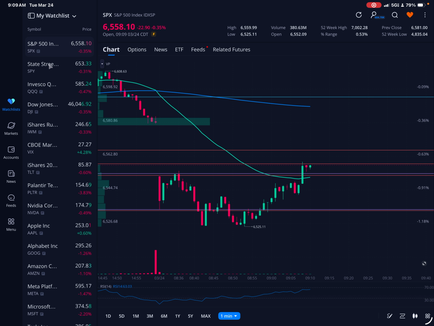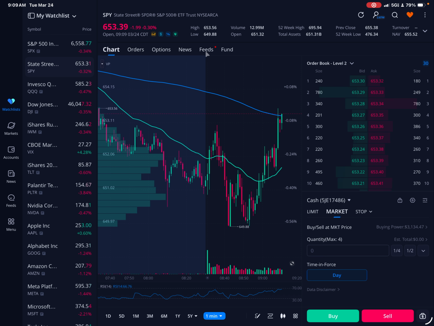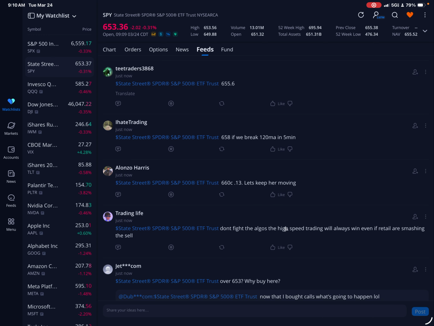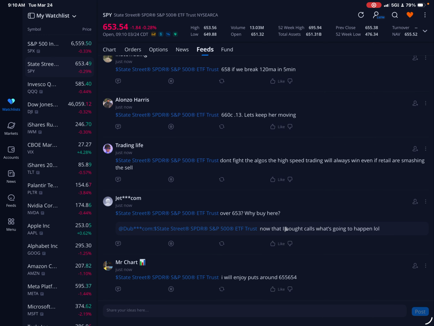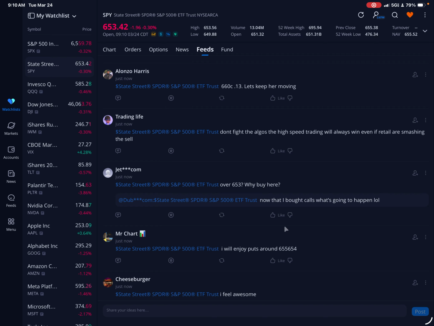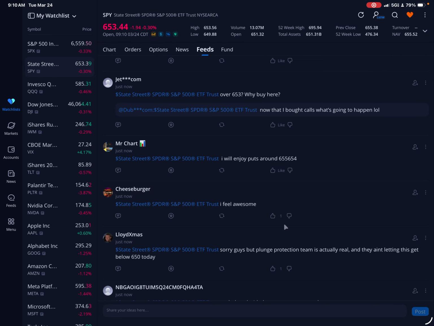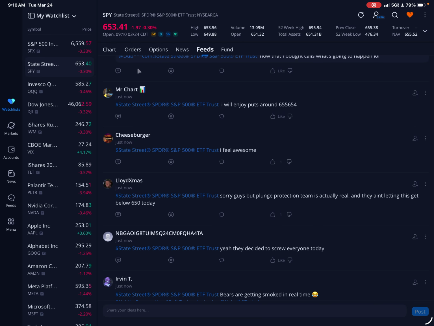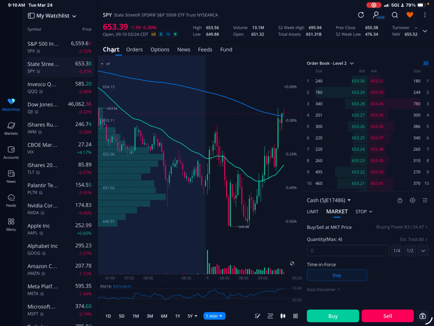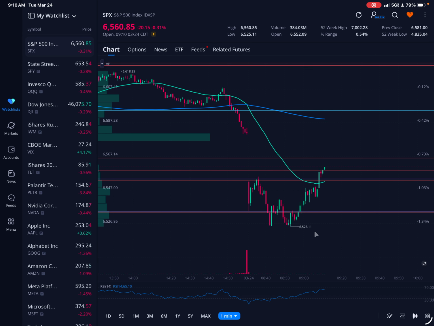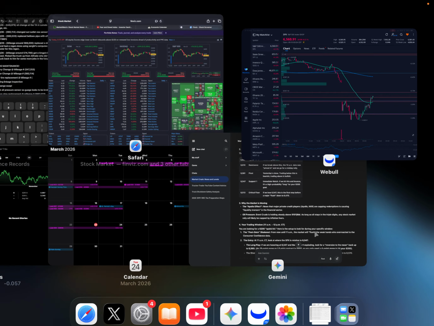Let's see what some commenters are saying. They're saying going green, 658. If we break 120 MA in 5 minutes, 660 call. Let's keep her moving. Don't fight the algos. The high-speed trading will always win, even if retail are smashing it. Over 653, why buy here? I will enjoy puts around 655, 654. All right, so it's kind of a mixed bag. I really don't know. I'm not gonna go, but it's pumping.